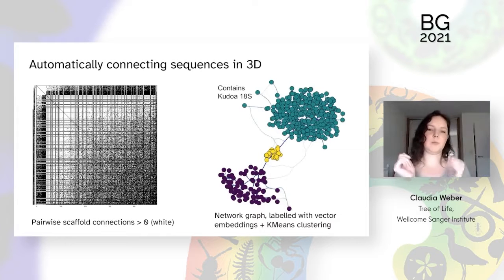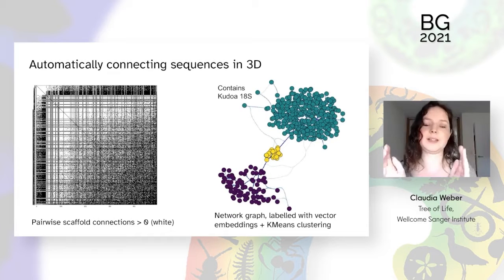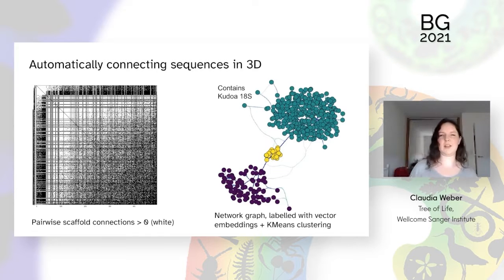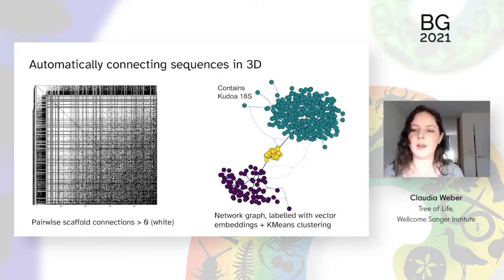So what I've done here is construct a matrix of all of the pairwise interactions that were found in the Hi-C data between the scaffolds. Each quadrant that's labeled white has at least one connection. I then turn this into a network graph. And what we can see here is that this network splits into about 3 different pieces, with the top one containing the parasite.